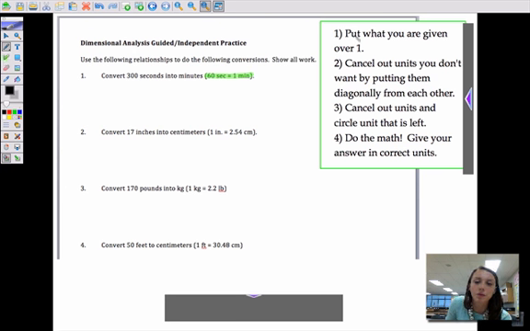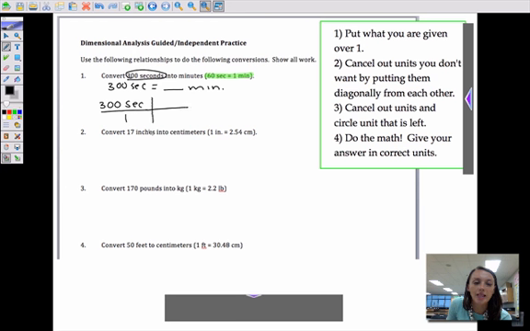So our first step is put what you're given over 1. And what we're given is 300 seconds. So we're trying to go from 300 seconds into minutes. So we're given 300 seconds. We're going to put it over 1.